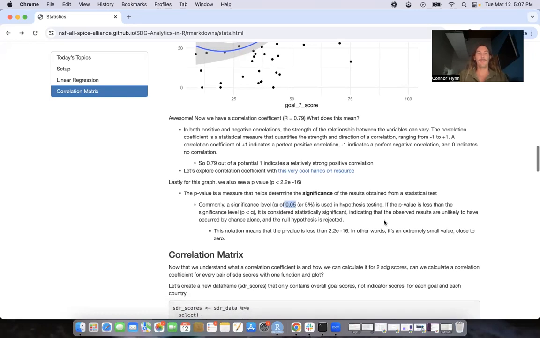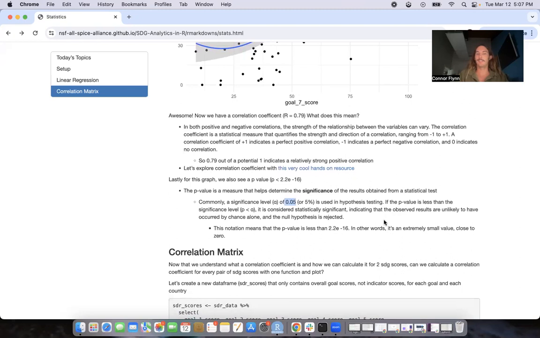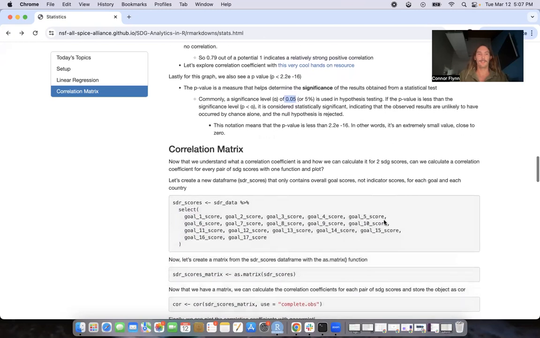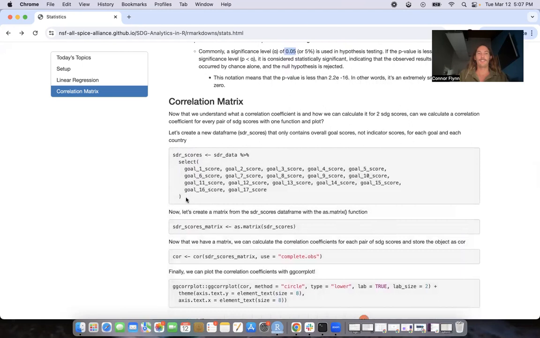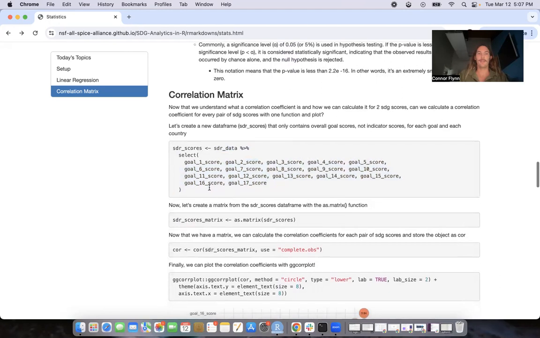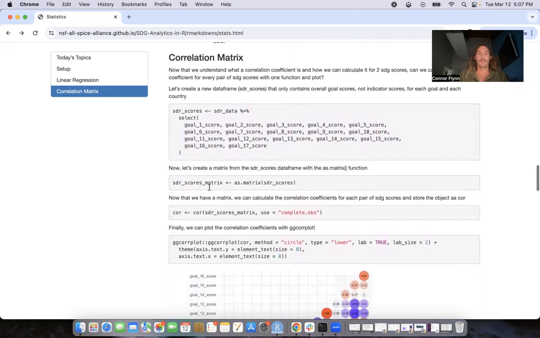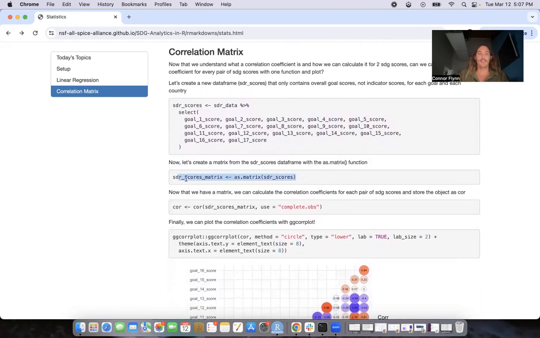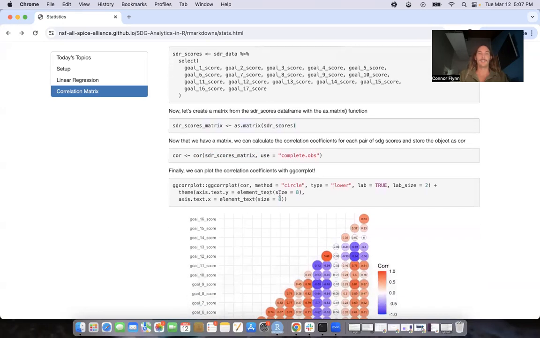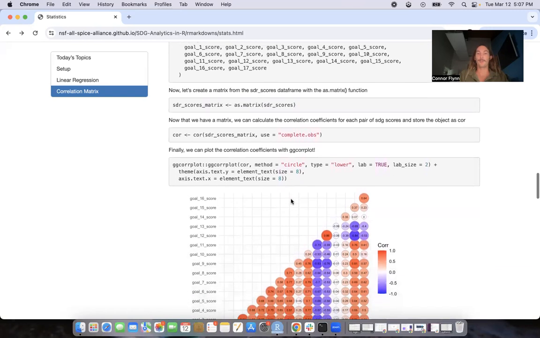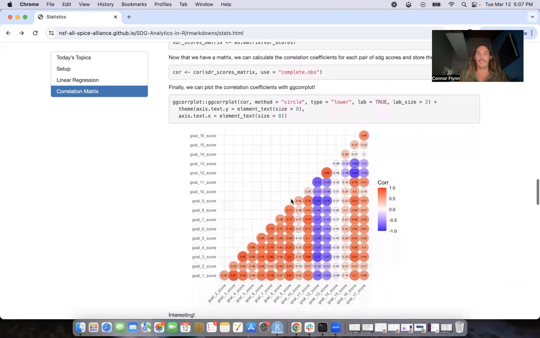So let's continue now from our p-value indicating statistical significance into the correlation matrix. So we start by just selecting our SDG scores, so not the indicators, just goal 1 score, goal 2 score, and so on till we get to 17 from our data frame. So now we have a subset of the data frame of just our overall goal scores. We create a matrix, and then we calculate correlations, and we're able to visualize those correlations with ggcorrplot and a correlation matrix. And here's what that looks like.